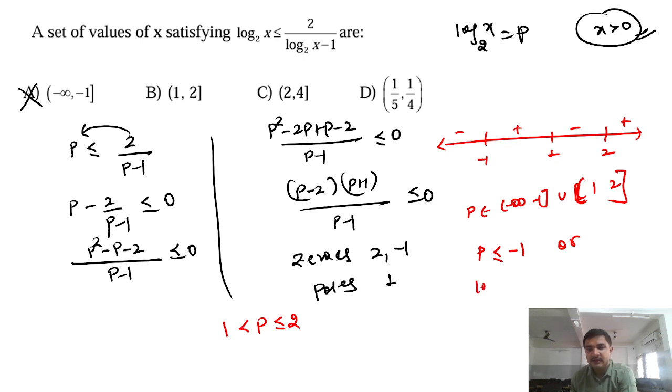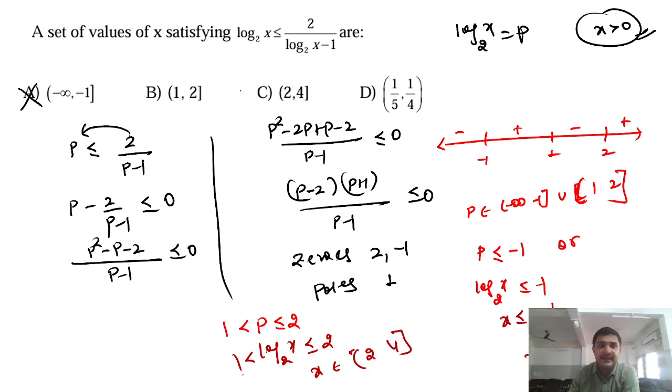Okay, what is p? Log x base 2 is less than or equal to minus 1. In that case, help me out here. If log x is less than or equal to minus 1, what is x? x is less than or equal to 2 power minus 1, which is 1 by 2, right? That means from here we can say x belongs to minus infinity to 1 by 2. Now log x base 2 is between 1 and 2, so we need to take the union of these two. So x belongs to what? 2 power 1, which is 2, 2 power 2, which is 4, so 2 to 4. So 2 to 4 is the correct answer.